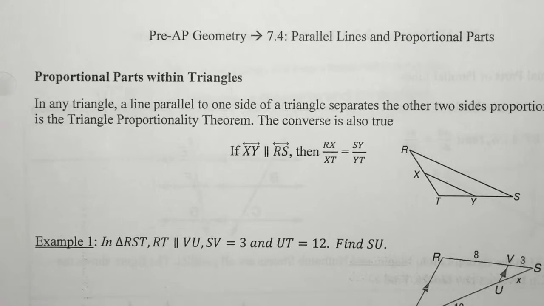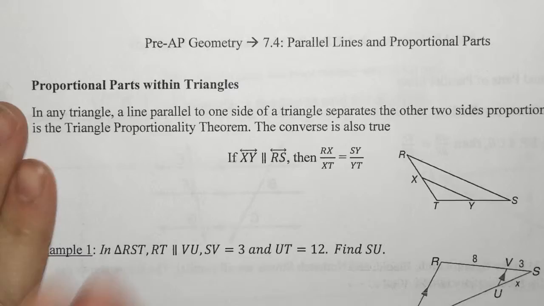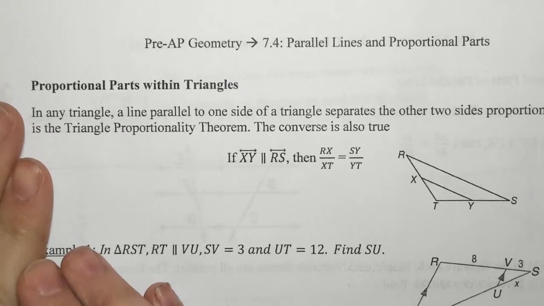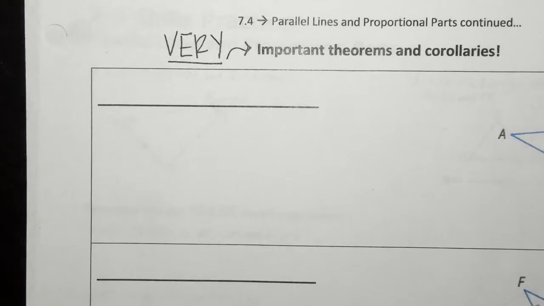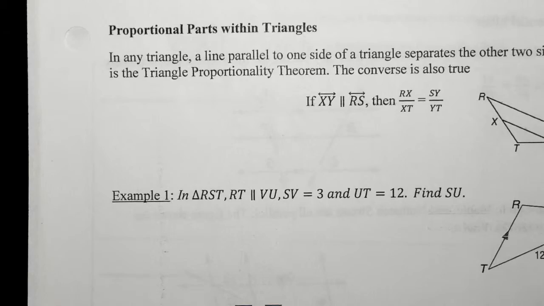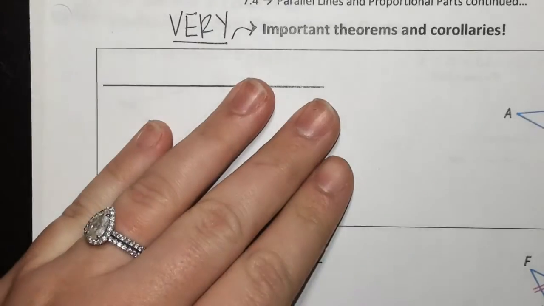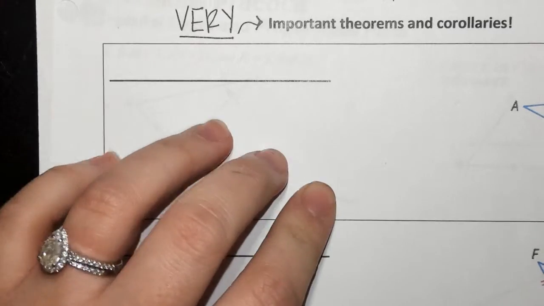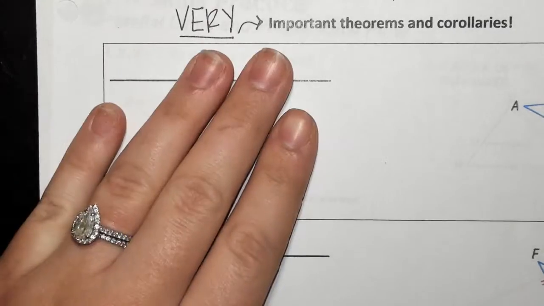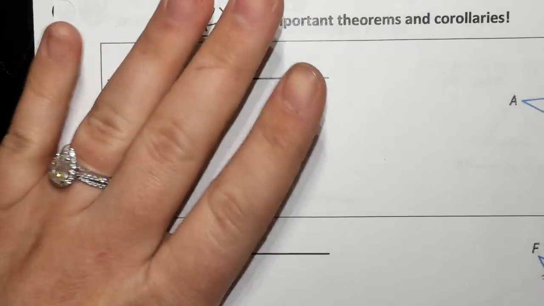Alright, so we're talking about parallel lines and proportional parts. We're still working with triangles, okay? And remember, we're talking about similarity, not congruency. There are 4 VIP theorems and corollaries that you're going to need to know. We're going to do them in our notes, and then we're going to break them down in our own words, because we don't always like scholarly words, right? We like to have common sense. So we're going to do a scholarly version and then a normal people version.